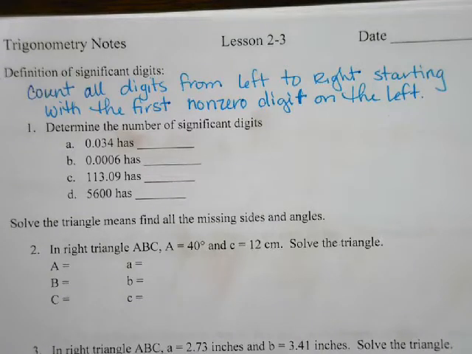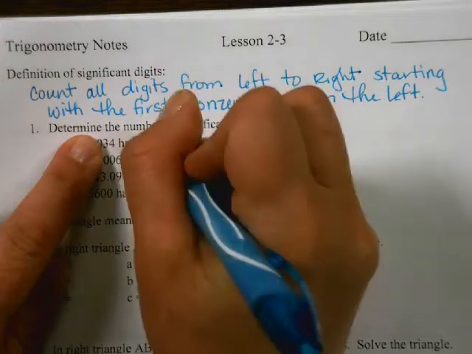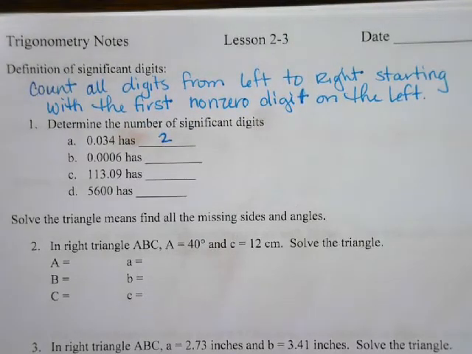So really, zeros only count as a significant digit if they're sandwiched between 2 numbers or they're at the end of the number. Does that make sense? Okay, so look there at number 1, part A, 0.034. How many significant digits is that? 2. We don't count those leading zeros. The 3 and the 4 count. That guy's 2 significant digits.